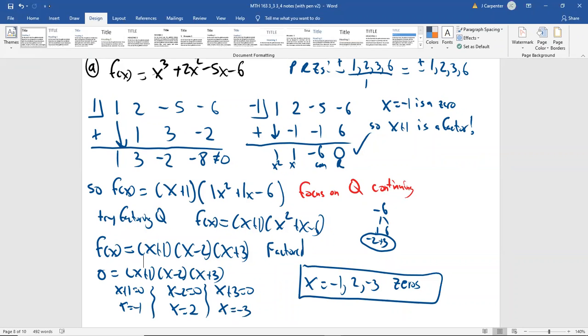We love techniques that work for pretty much anything. The only types they don't work on is if there are no whole zeros or fraction zeros. So if all of your zeros are like square root of 2 and 5i, negative 5i, this test would fail because we're only finding the possible rational zeros, which means whole numbers and fractions.